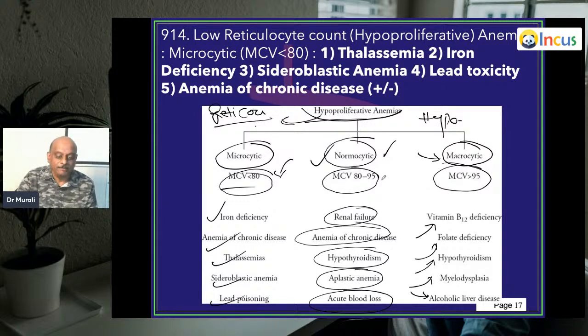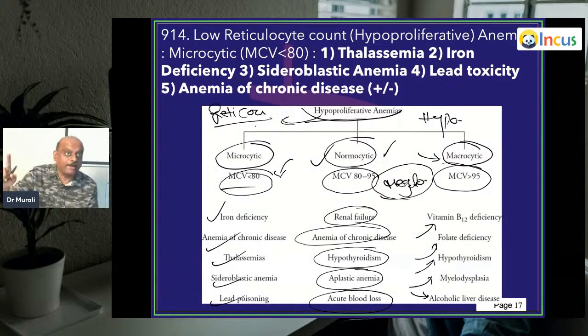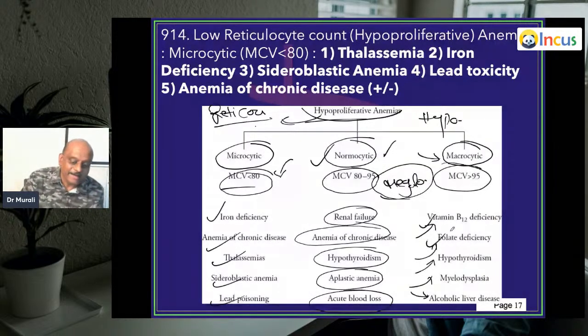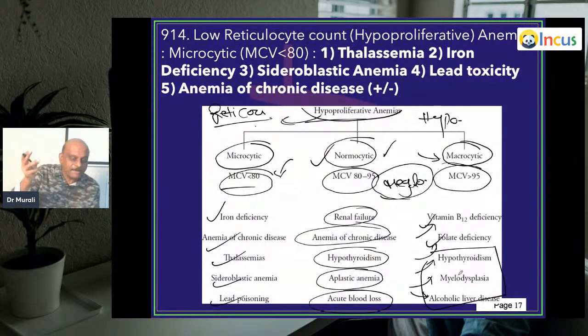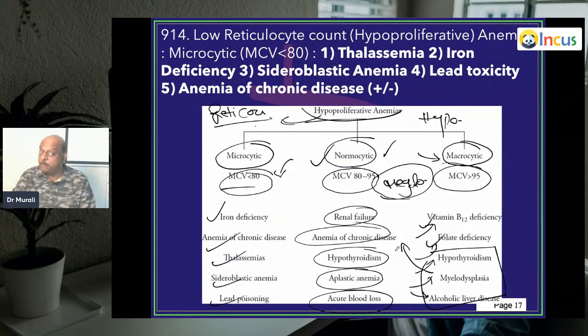So you need to remember, have you heard the word megaloblastic anemia? Right? Megaloblastic is a type of macrocytic anemia. Megaloblastic macrocytic anemia, you find in vitamin B12 deficiency and folate deficiency. And the remaining three, hypothyroidism, myelodysplasia, alcoholic liver disease, are examples of non-megaloblastic macrocytic hypoproliferative anemia with a low reti count.